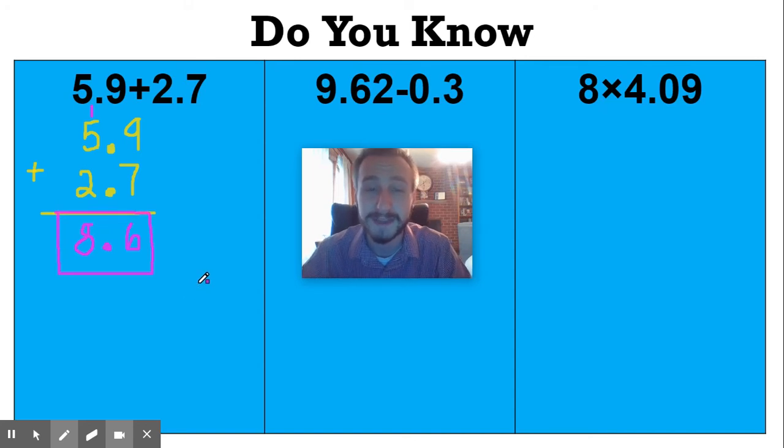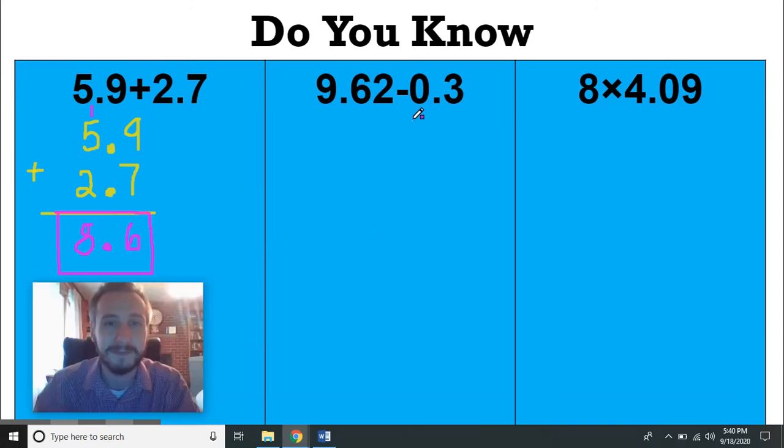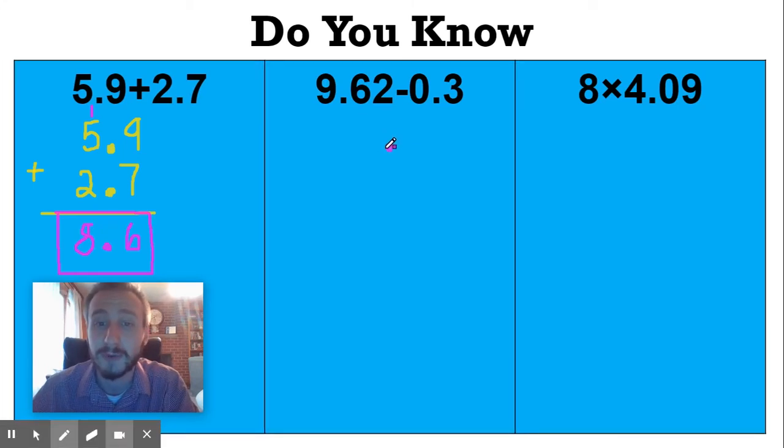Okay, so to recap, what we did is first step, we lined up our decimals. Step 2 is just to add just like normal and make sure your decimal lines up all the way down into your final answer. Okay, let's try this next problem. Let me move over here. So we have 9.62 minus 0.3. Again, whenever you're adding and subtracting decimals, the first thing you're going to want to do is to line up your decimals. So I'm going to just draw my decimal places. Now this 9.62 is written first, so I'm going to write that on top.